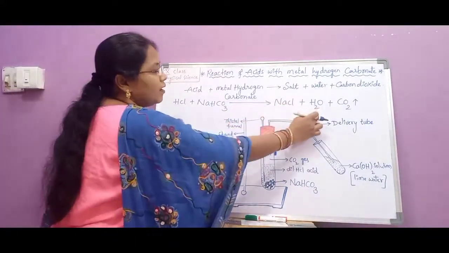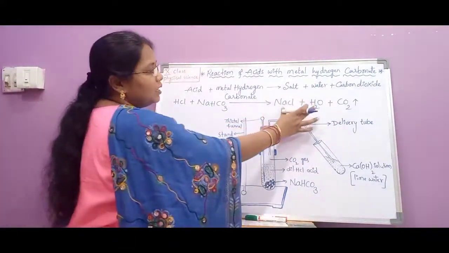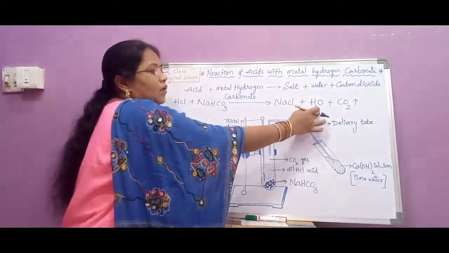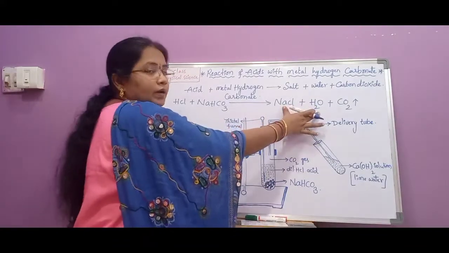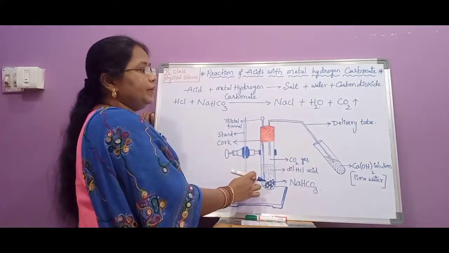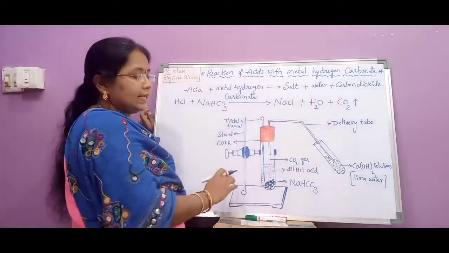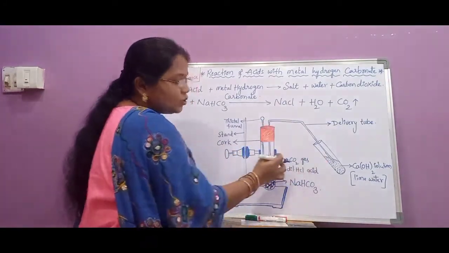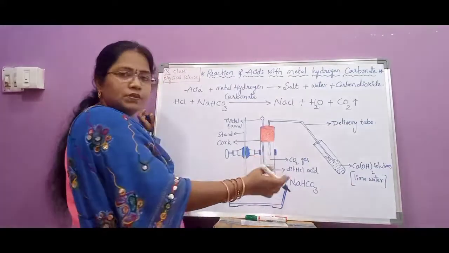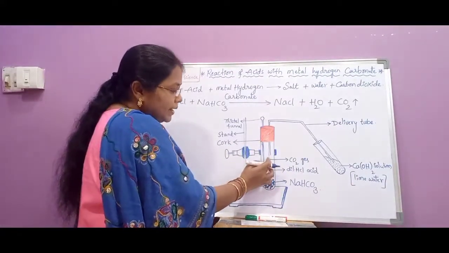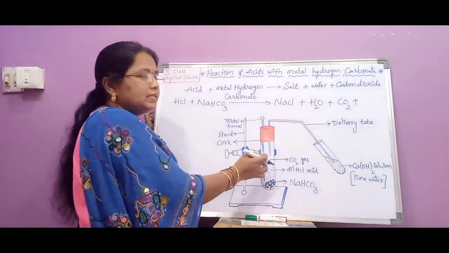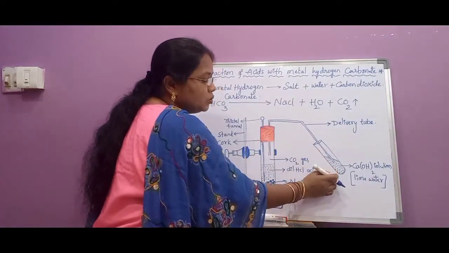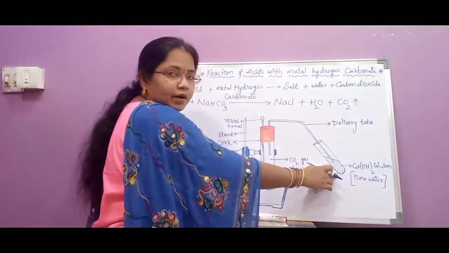Here there are 3 products: salt, water and carbon dioxide. Salt and water, sodium chloride and hydrogen oxide, will remain in the test tube only. But CO2 being a gas, it passes through the delivery tube. This delivery tube is a long narrow glass tube which is open on both sides. So the carbon dioxide, which is a colorless gas, passes through this delivery tube and slowly enters this test tube which contains lime water.